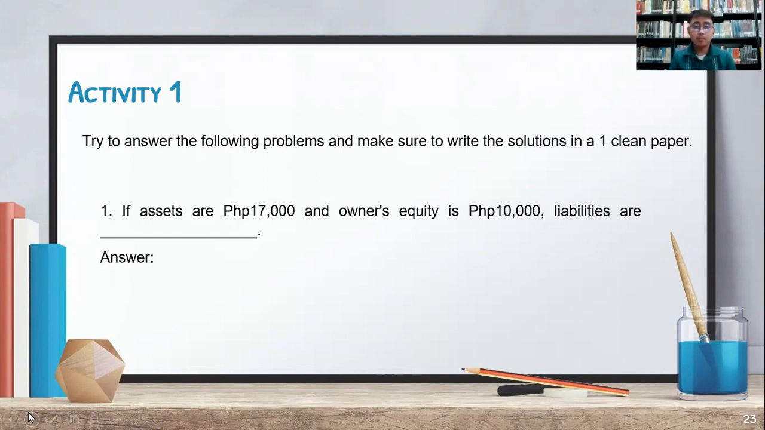So this is an example of the problem. Number one, if assets are 7,000 pesos and the owner's equity is 10,000 pesos, liabilities are blank. So you need to answer it. Please put your answer in the blank, then give a solution. So bakit ganun yung naging answer mo doon sa problem na yon? Okay, so that will be all.